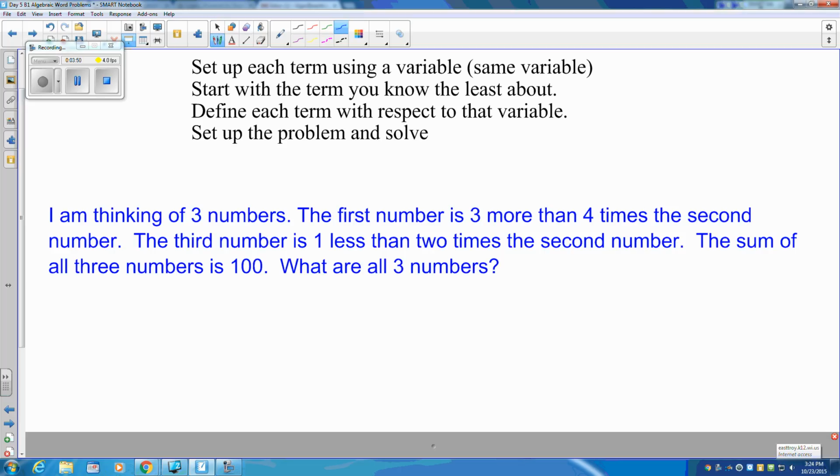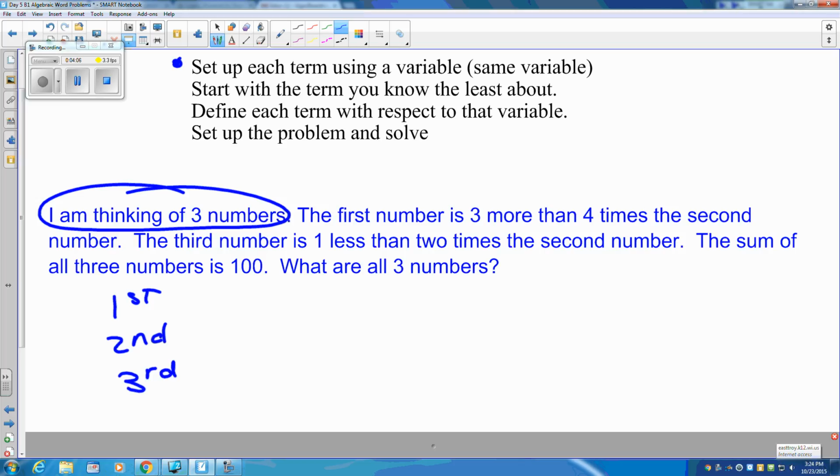Now, the first thing we have to do is set up each one using a variable. So first of all, as you read this, how many different terms or different things are we talking about? Hopefully you got that right from the very first sentence. I'm thinking of 3 numbers. So here's my first, here's my second, here's my third. Well, that's not too bad. But we've got to set up each one of these using a variable. And we're going to start with this one right here.